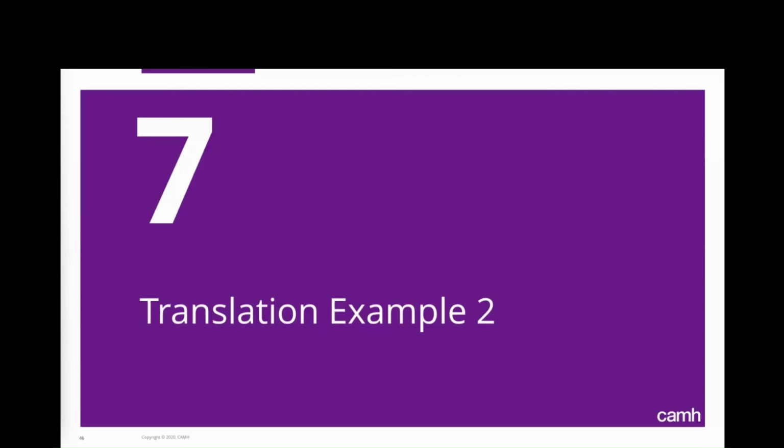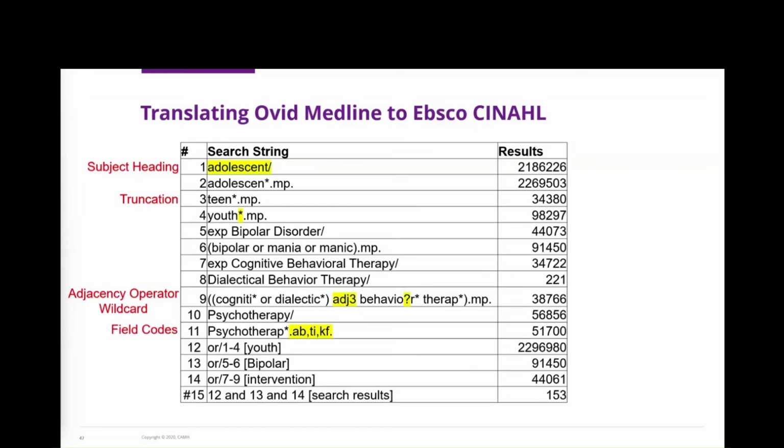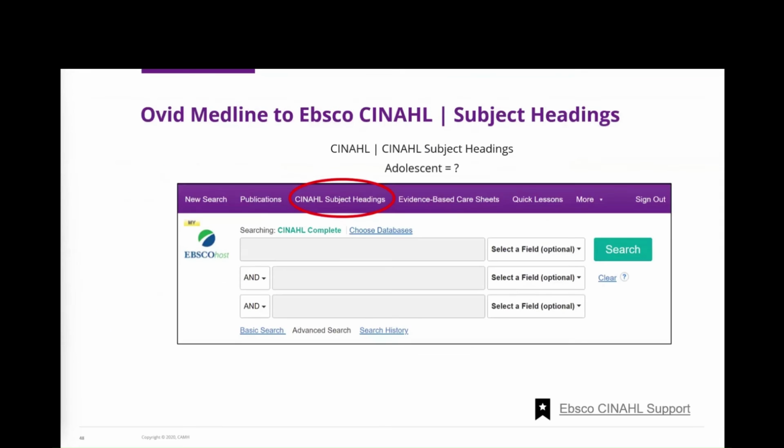Translation example 2. Next, we'll look at translating Ovid Medline to Ebsco CINAHL. Here's another look at our Ovid Medline search. As you may recall, Medline's controlled vocabulary is called medical subject headings, or MeSH. In PsycINFO, the controlled vocabulary is called APA Thesaurus of Psychological Index Terms. In CINAHL, they are simply known as CINAHL subject headings. So let's search for an equivalent subject heading for adolescent.